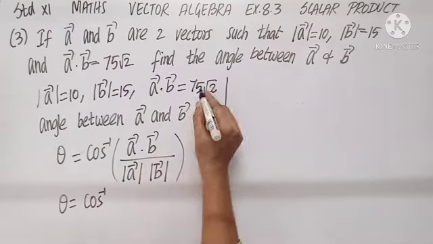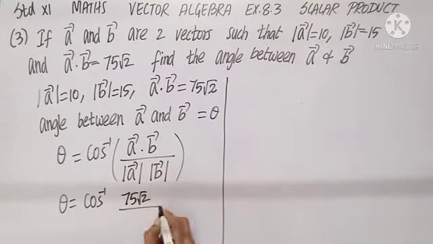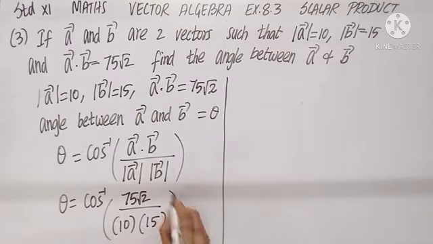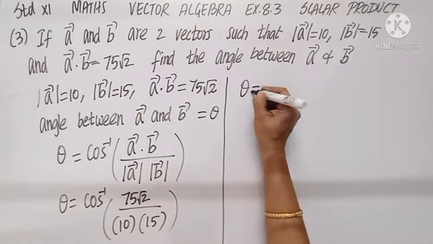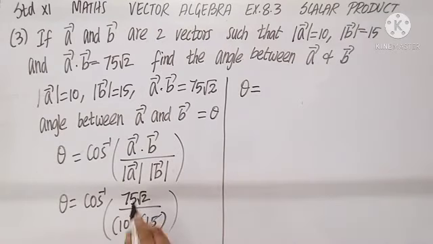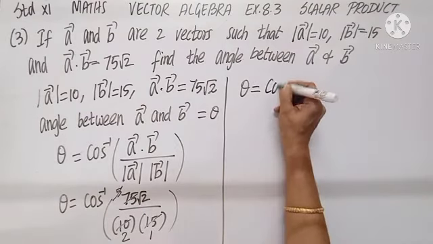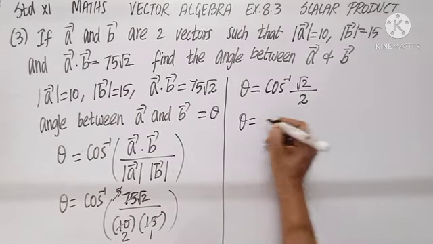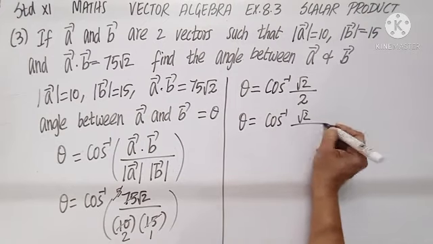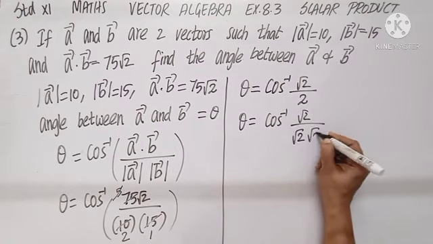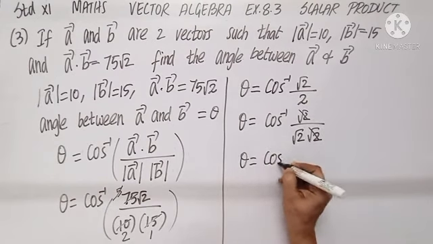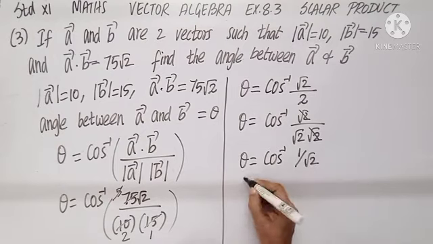What is A dot B? 75 root 2. Mod A is 10 and mod B is 15. As we cancel, we get theta is cos inverse of root 2 by 2. As I simplify further, root 2 by 2 can be written as root 2 into root 2 over 2, cancelling 1 root 2, we get theta is cos inverse 1 by root 2.